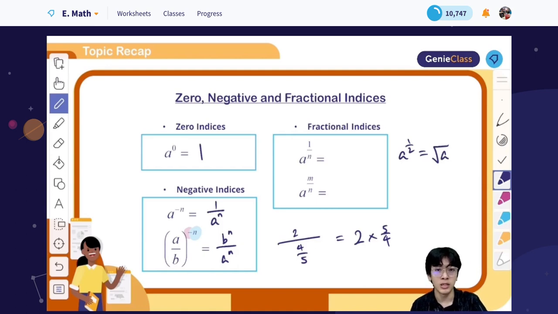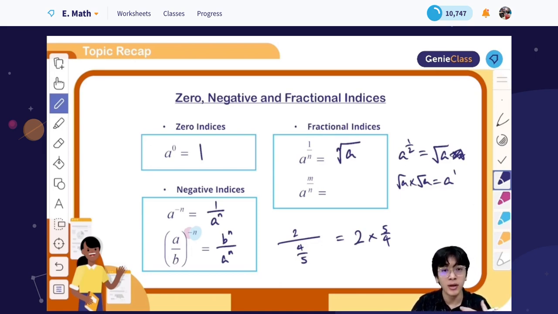Okay, so it's because you need to multiply square root a with square root a, and square root of a times square root of a equals a, which is power 1. So if you use your first law of indices, which is you add the powers together, right? This square root a must have a power half. Now if you see a power 1 over n, that would be your nth root of a. So you have to multiply the nth root of a n times in order to get back your a.